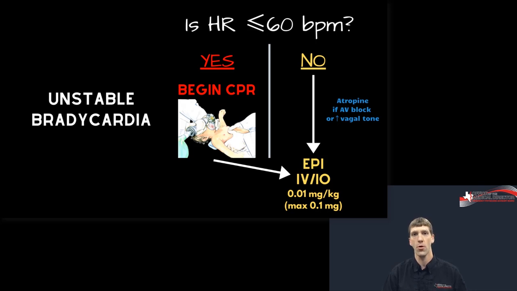PALS also allows for atropine if there's an AV block or increased vagal tone. However, that's going to be a secondary thing. Epinephrine is going to be your go-to for unstable bradycardia if it's greater than 60 beats per minute.